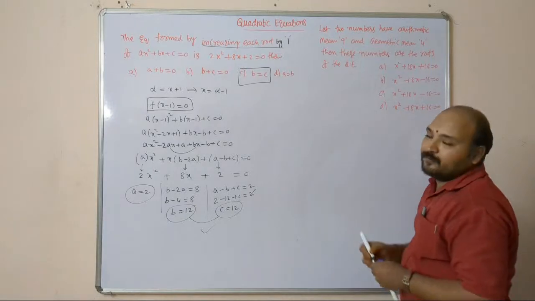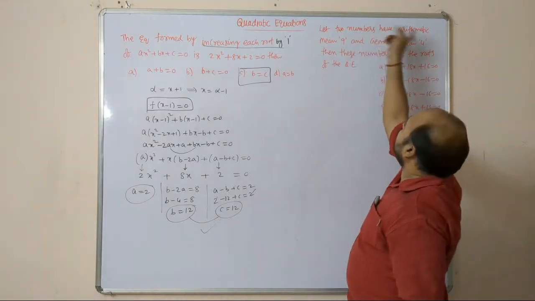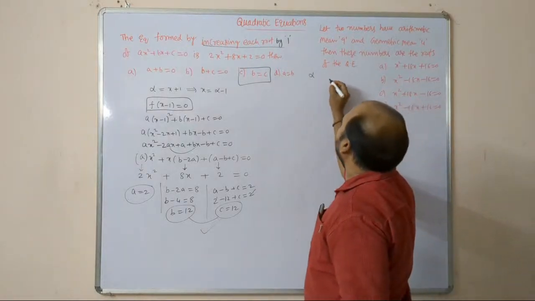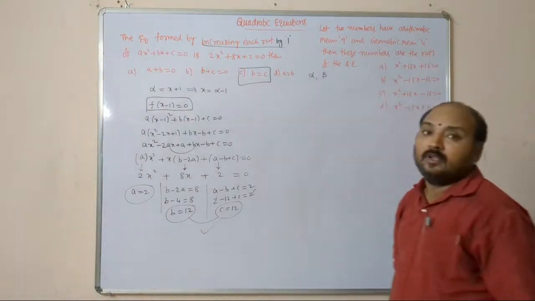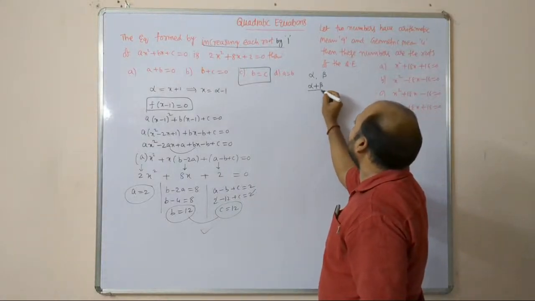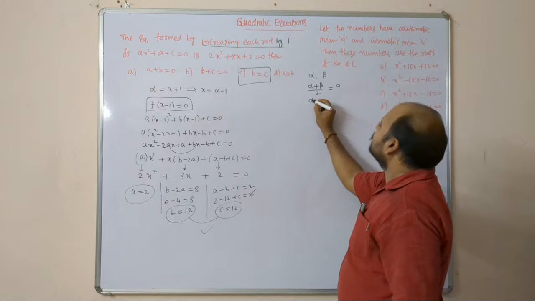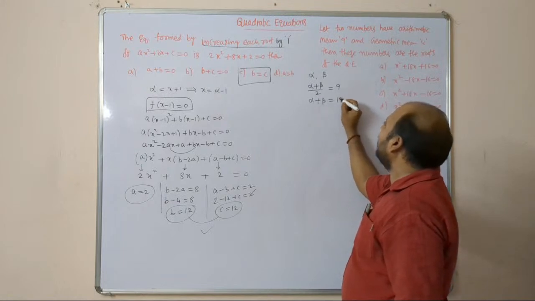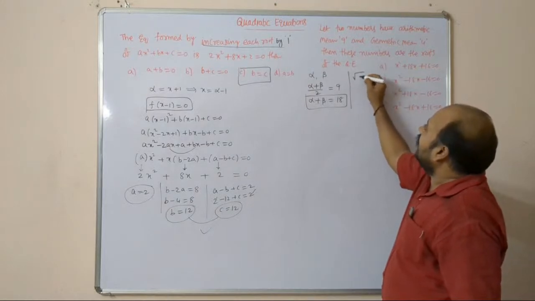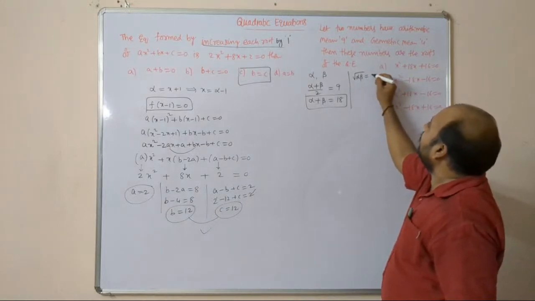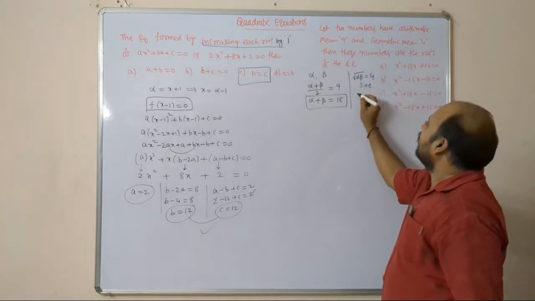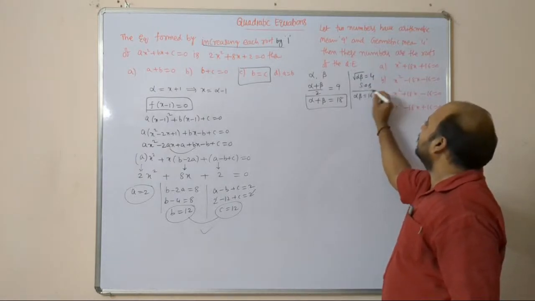Now come to here. Let two numbers have arithmetic mean. Let two numbers I am taking alpha and beta. The arithmetic mean of alpha and beta is alpha plus beta by 2, which is equal to 9. So alpha plus beta is equal to 18 only, no? Next, geometric mean of the two numbers, root of alpha beta, is equal to 4. Squaring on both sides, alpha beta is equal to 16.